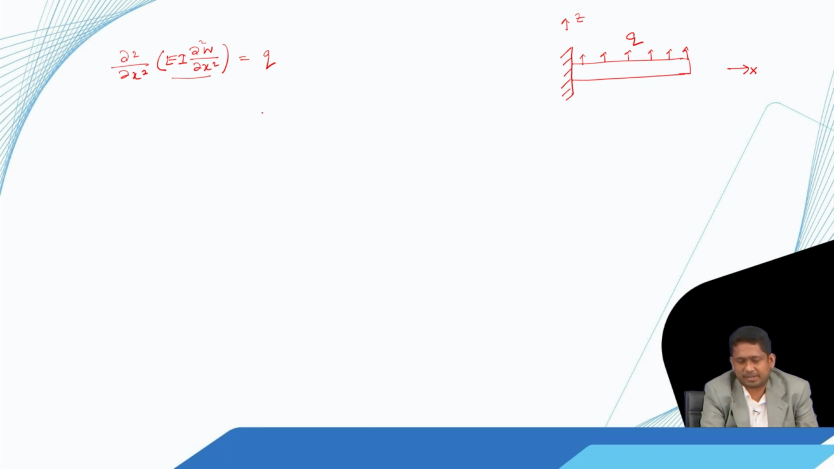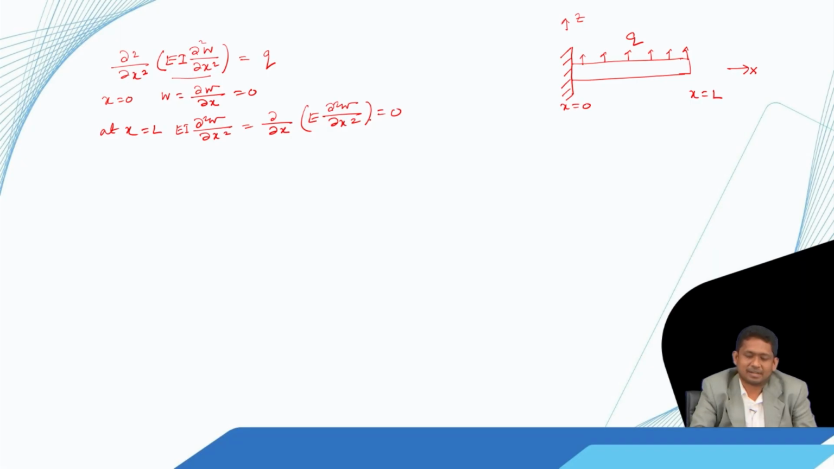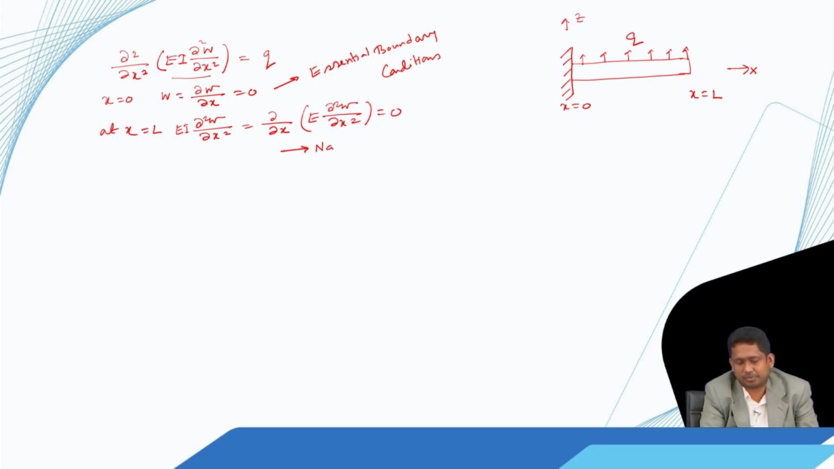And there are some boundary conditions: this is at x equal to 0 and this is x equal to L. So here at x equal to 0 we have w equal to del w by del x equal to 0, and at x equal to L we have the moment equal to 0, so EI del 2 w by del x2 equal to 0, and the shear is also 0, so del by del x of EI del 2 w by del x2 equal to 0, at x equal to L. These boundary conditions are called essential boundary conditions, and these are called natural boundary conditions.